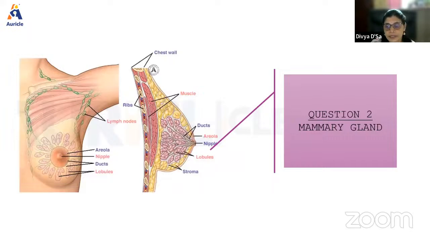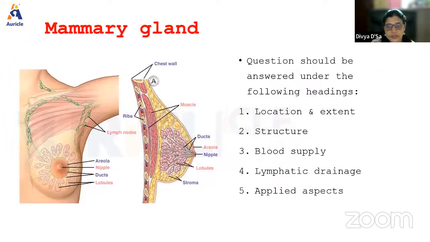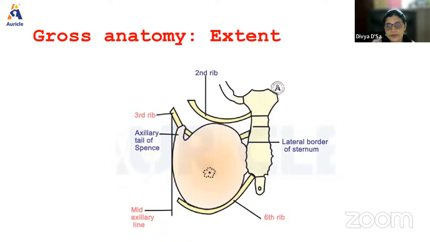Right, next is mammary gland, a very important long essay question. So mammary gland, when we write, you have to know the location and extent, the structure in brief, and blood supply, lymphatic drainage, and applied aspects. So location and extent, when we say, it is located in the pectoral region, okay, extending from the second rib vertically. From the second rib up to the sixth rib, it extends vertically.